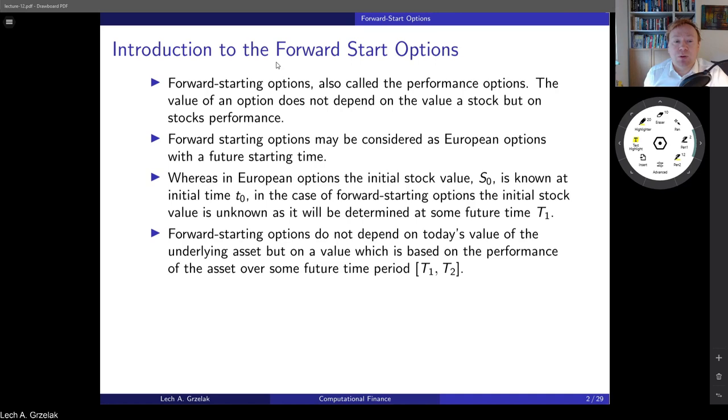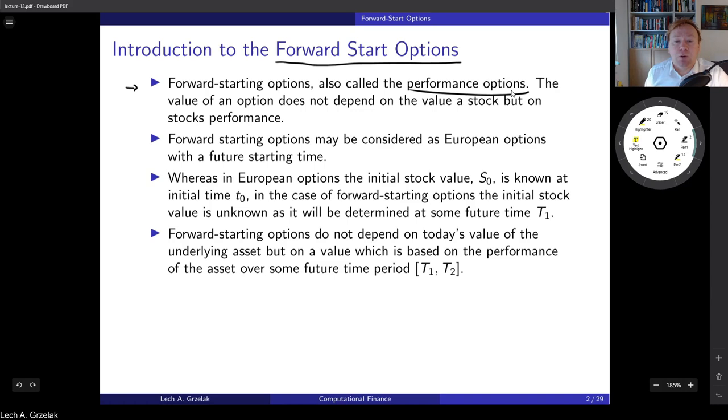Forward start options are a kind of European type option. However, the option does not start today, but will start in the future. Those options are also called performance options. Imagine a scenario where you say, I would like to invest in a stock. I'm not so much interested in the level of the stock, but I would like to bet, or buy an option, on the performance. So I would like to have an option on the growth of the stock in a given period of time. And this period of time can also be in the future. That's the main principle. So, as I just mentioned, forward start options are called performance options. This is essentially equivalent.